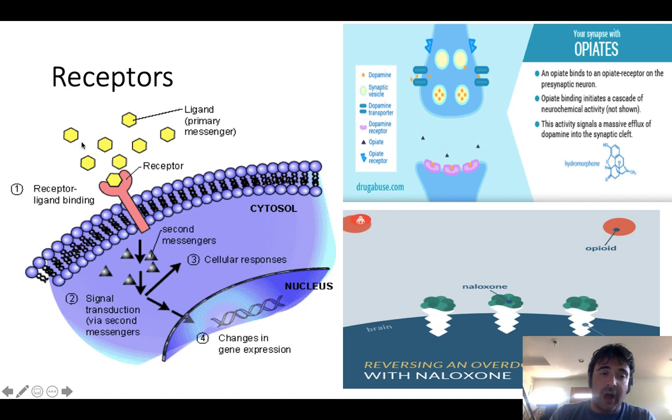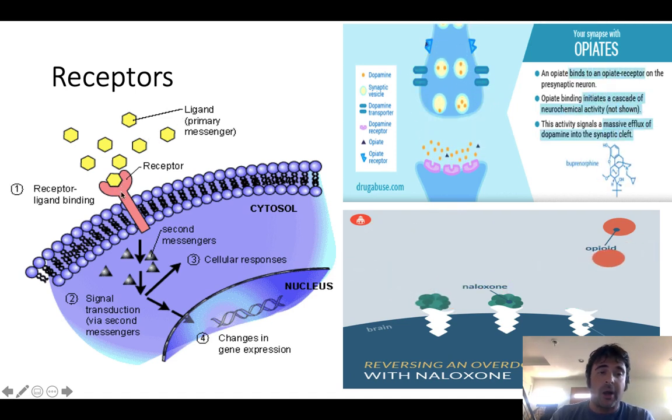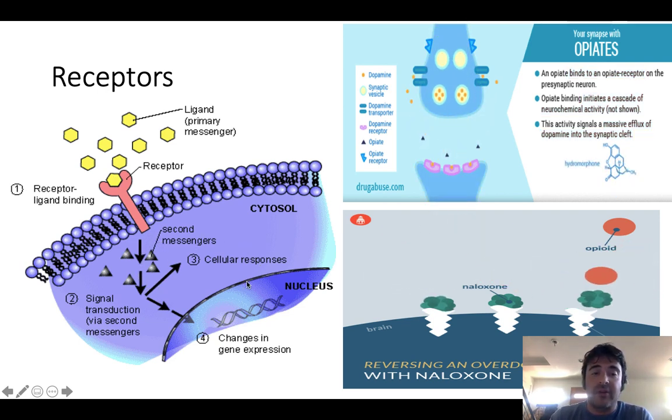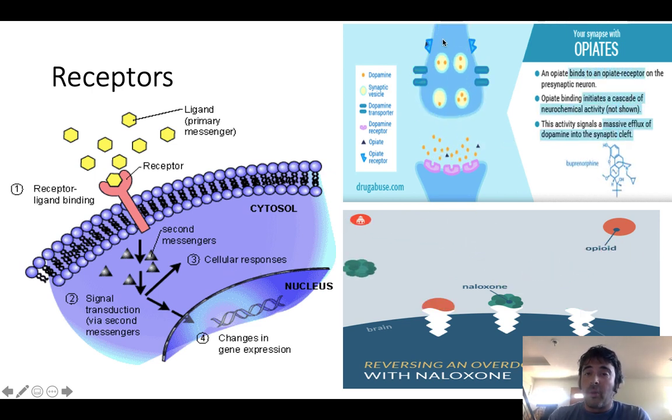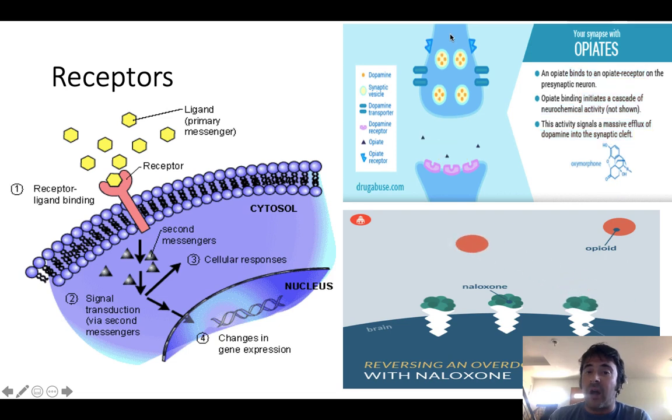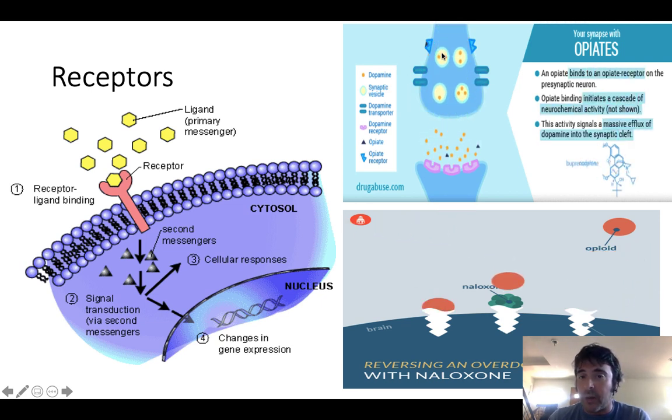You'll see a lot of diagrams like this where you see the ligand, either the neurotransmitter or the hormone, binding to the protein receptor embedded in the membrane. That activates what's called a signaling cascade inside the cell, which is going to produce some kind of cellular response. So when you think about the types of diagrams you're going to get, here we have what's called a dopaminergic synapse. So what you're seeing here is the release of dopamine.